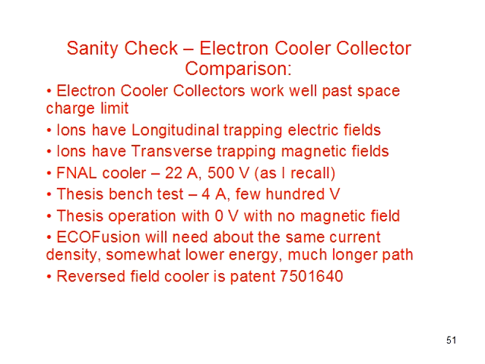The ECOFusion experiment will need about the same current density as these experiments, but it does have somewhat lower energy than the beams in the previous electron collectors, and there is a much longer beam path for the electron beam to traverse. And note that what is required is that one has a reversed field near the electron gun in order to contain the ions longitudinally, and that technology has been covered under patent number 7501640.